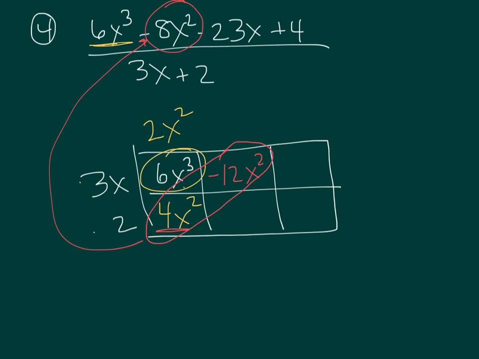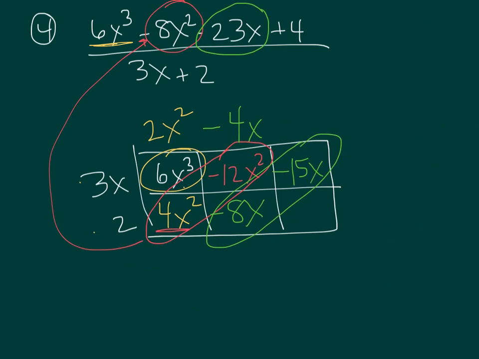So 3x needs to multiply by what in order to get negative 12x squared? Well, that number would be negative 4x. And then negative 4x times 2 is negative 8x. I need negative 23x, so I need to figure out what I could add here in order to get that negative 23x, and the answer is negative 15x. So negative 15 and negative 8 gives us negative 23.